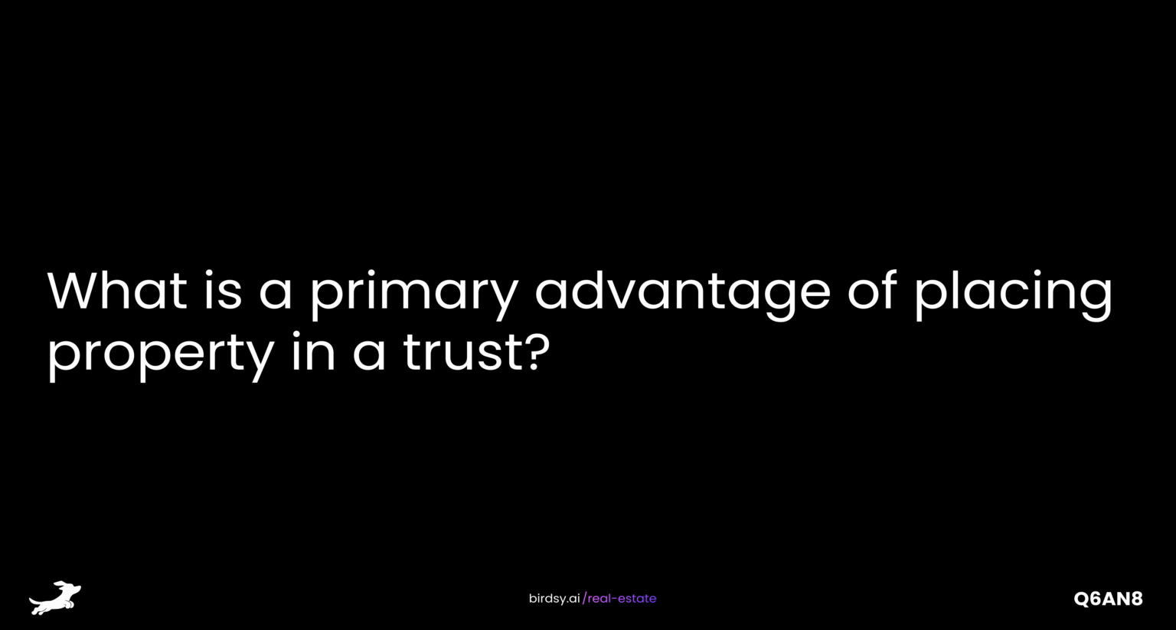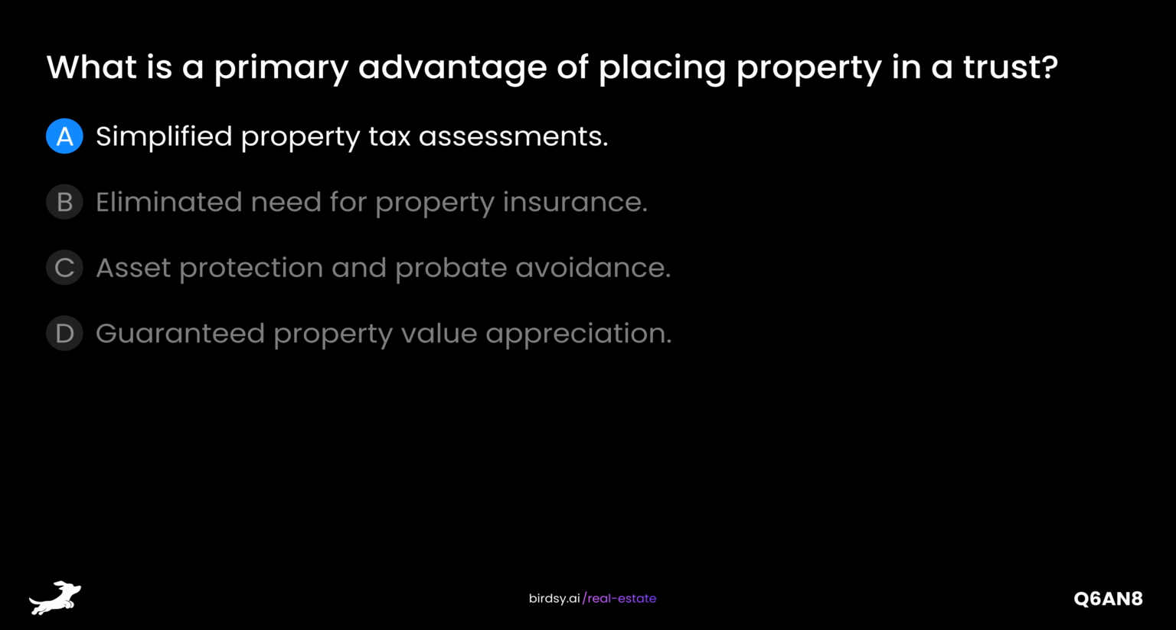What is a primary advantage of placing property in a trust? Is it A, simplified property tax assessments? B, eliminated need for property insurance? C, asset protection and probate avoidance? Or D, guaranteed property value appreciation? The answer is C, asset protection and probate avoidance.